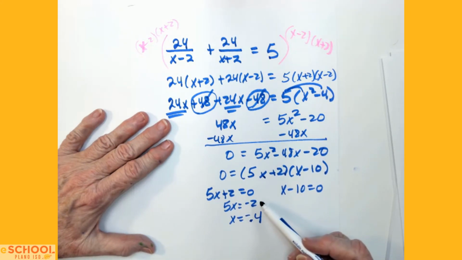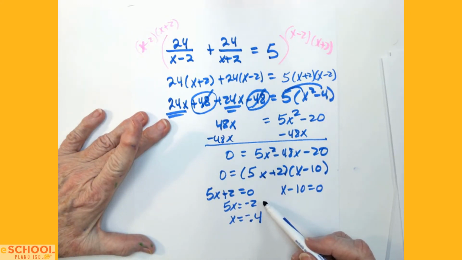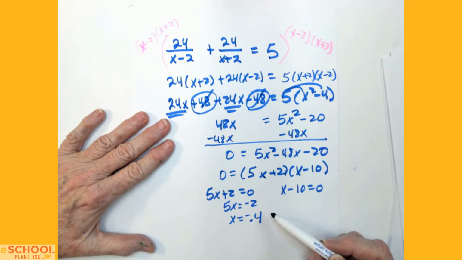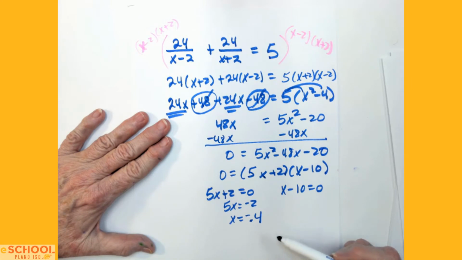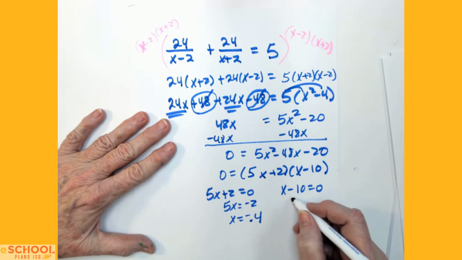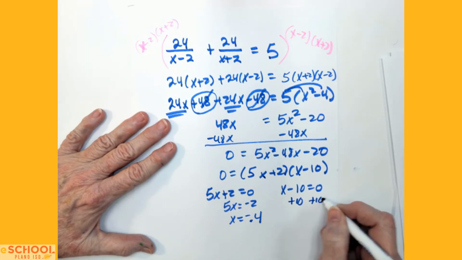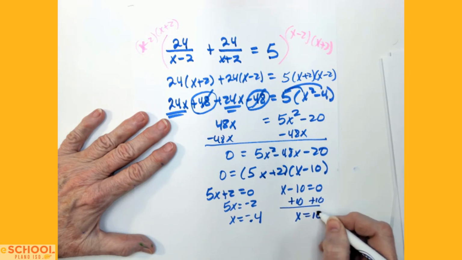So you subtract 2 to get 5x equals negative 2. Divide by 5, and you get x is equal to negative 2/5. On the other side, you add 10, so x is equal to 10.